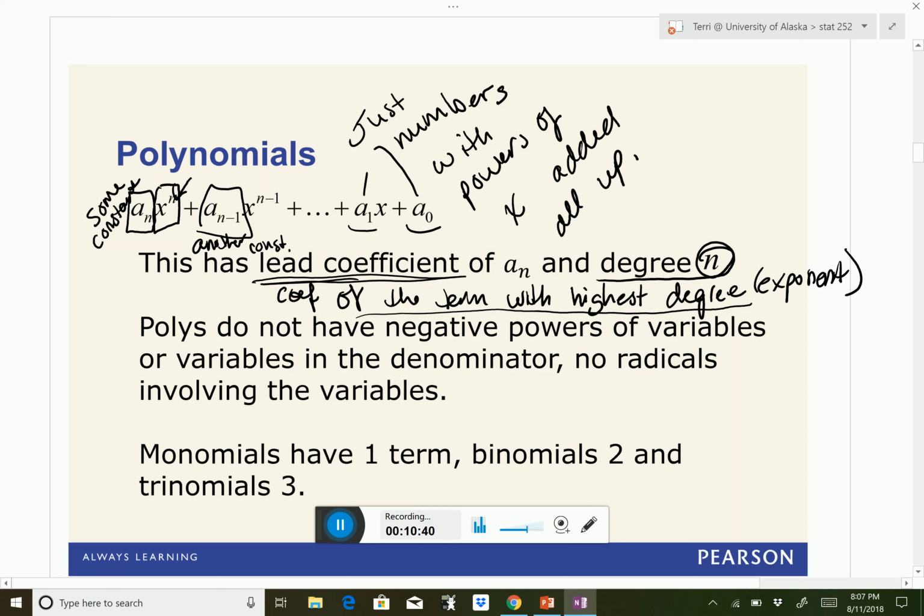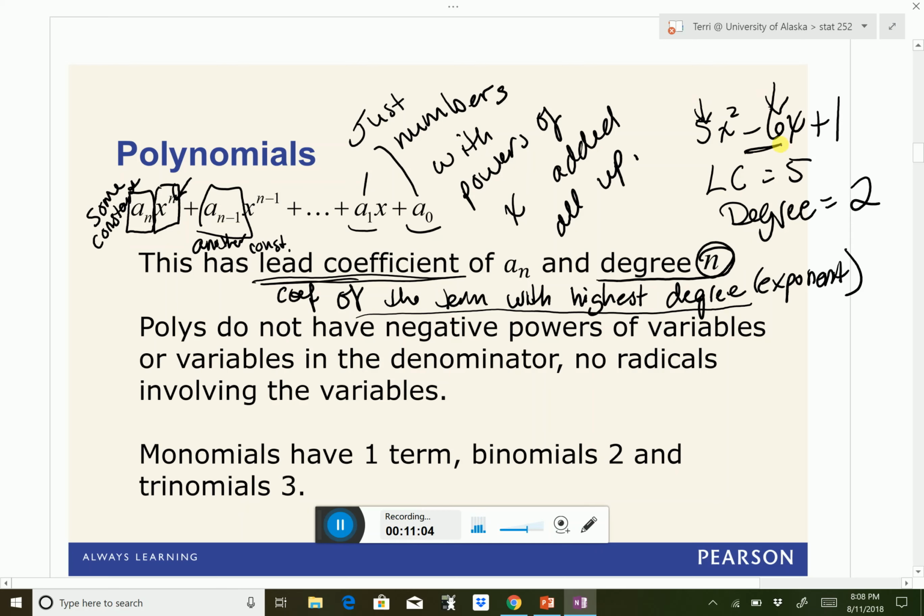So let's say I have 5x squared minus 6x plus 1. My lead coefficient equals 5, and my degree equals 2, the biggest exponent I see. Because you can also think about this. So in this case, my a sub n would be 5. A sub n minus 1 is -6, because I always think of this negative going with this one. And a0 is 1.